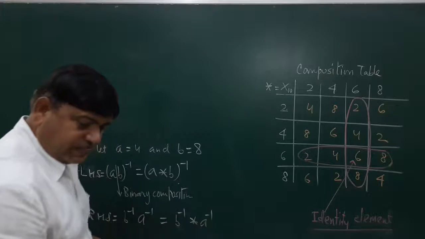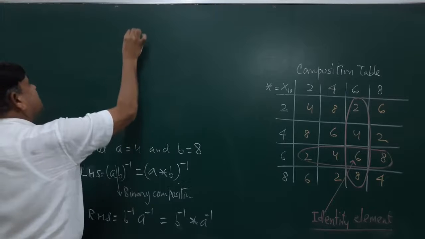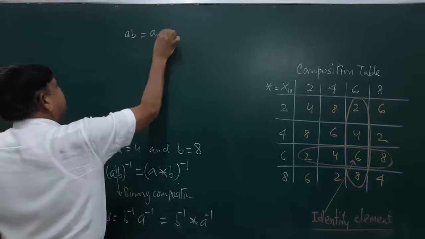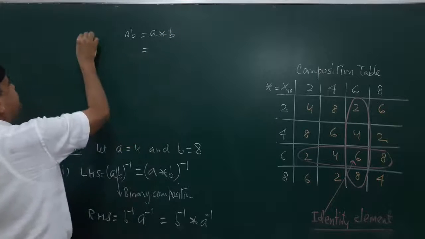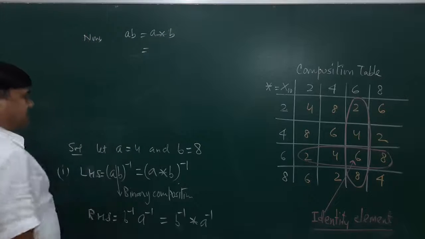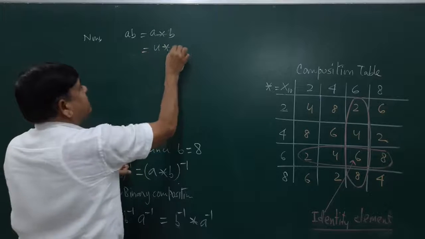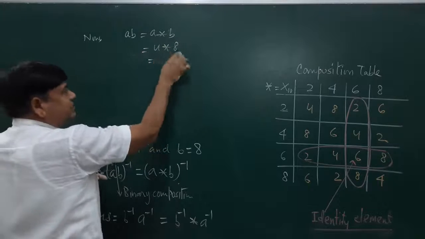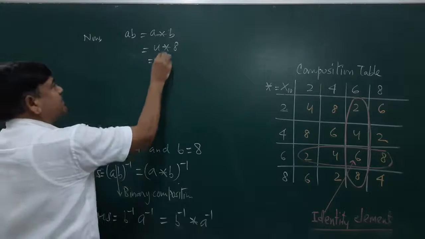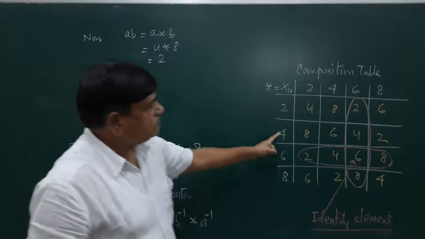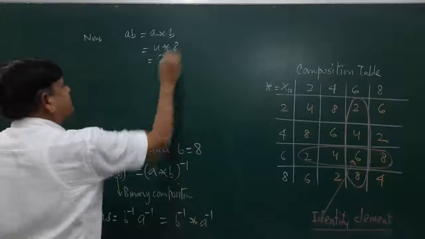First we calculate the left hand side. AB means A star B. Now A we took as 4, and B as 8. 4 times 8 is 32, so the answer is 2. The answer is 2 here.